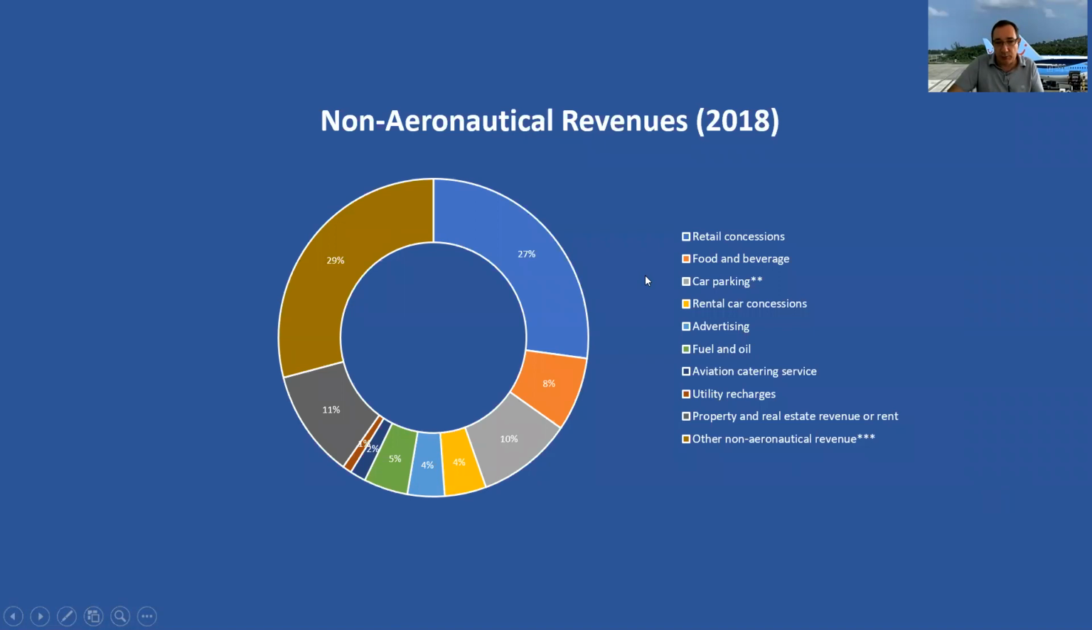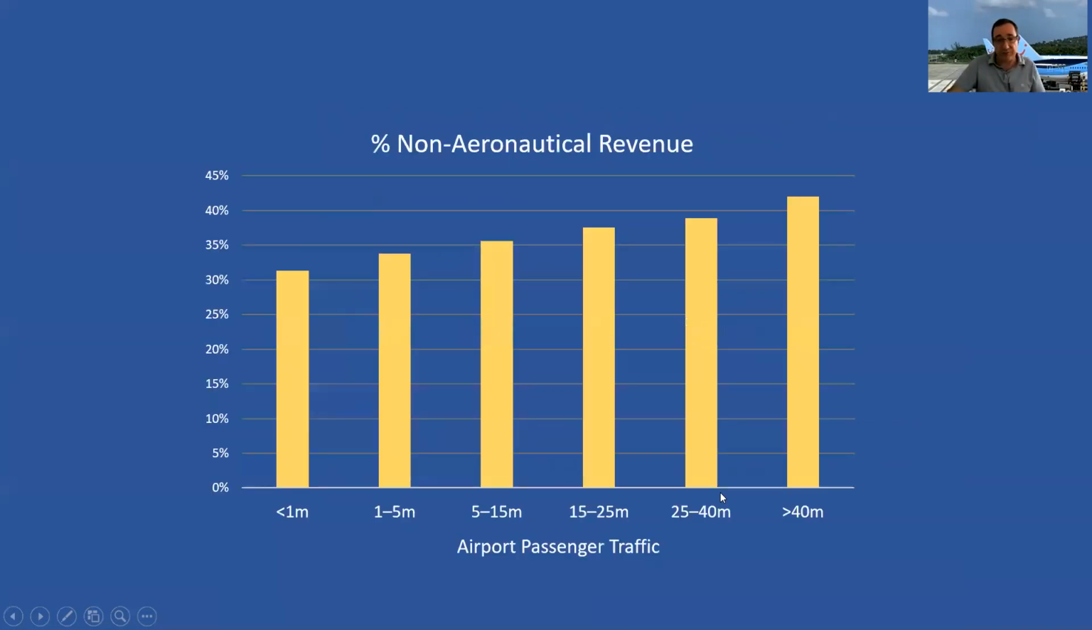Nothing new here. You probably knew that retail concessions represent a large proportion of the total. Food and beverage contributes a lot. Car parking, okay. There are huge differences, as you know, between, say, a Caribbean airport, where car parking is very small, and an airport in a capital city, where that represents much more. But this is just an idea of big numbers for the region, okay?